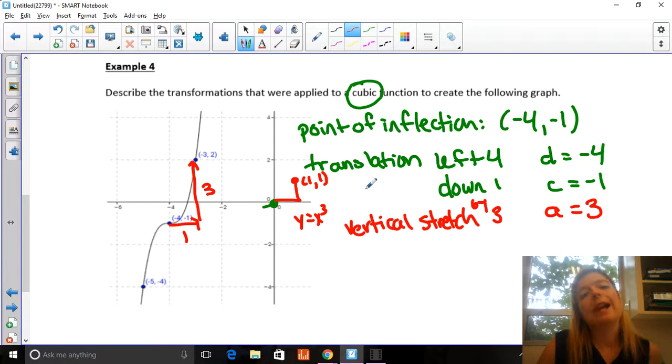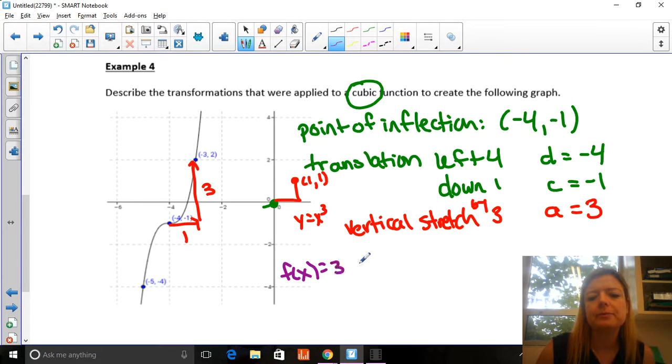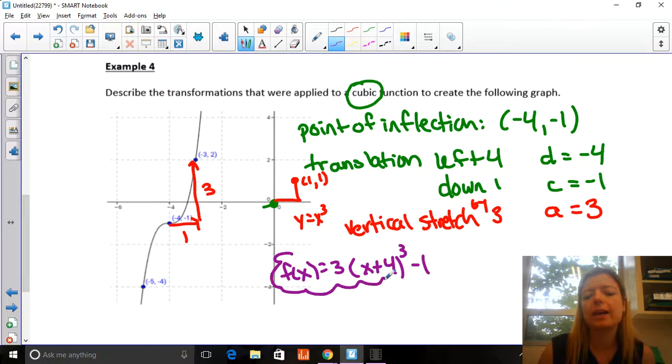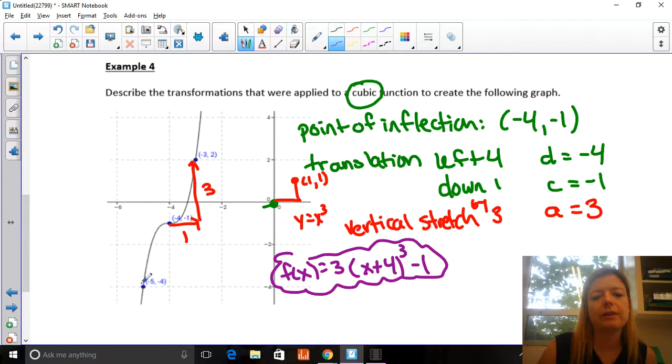Now you actually only have to identify a vertical stretch. You don't have to count this as a horizontal stretch. So if I did ask you for the equation, you would be able to come up with that: f(x) = 3(x + 4)^3 - 1. And you can actually put that into GeoGebra and check that you get these coordinates, also the 5, negative 4. All right, so that's how you do it.